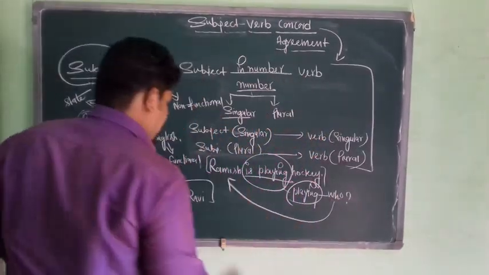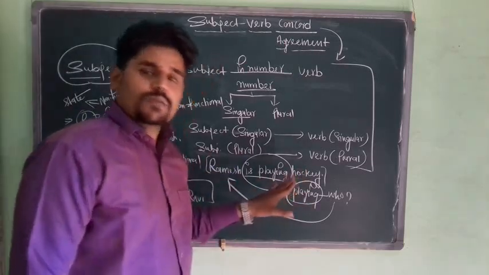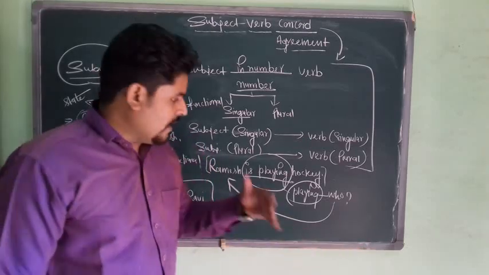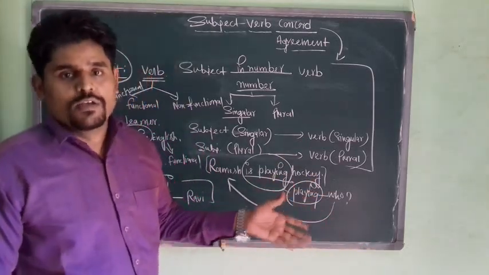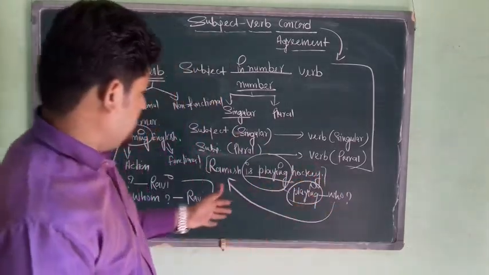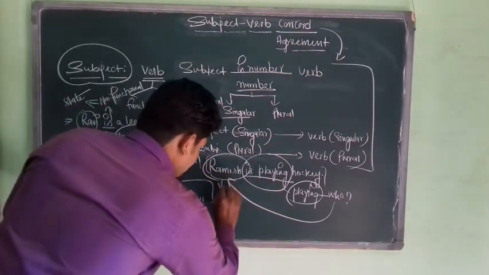This action is being done by Ramesh. So Ramesh is the subject. Students, this is a very simple sentence that I have written, and it is quite easy for you to understand the subject. After this example, I will take one more example that is somewhat confusing to you, so that you can apply this rule to find out the subject of a sentence. So here Ramesh is the subject, and this is in singular number.